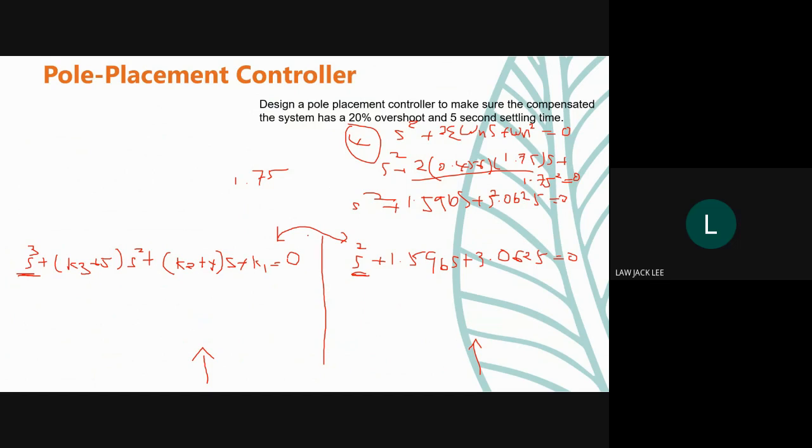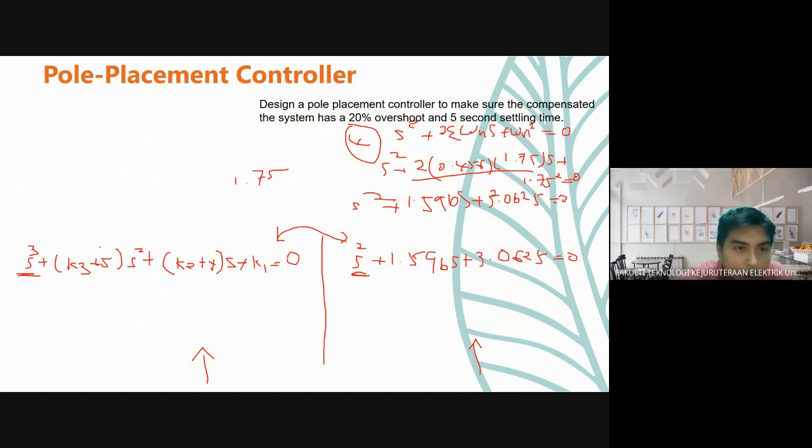Cannot. Yes, we cannot compare. We can only compare if both characteristic equations have the same order. This is third order, this is second order. So what we need to do is make the second order system become a third order system. How do we change from second to third? How do we need to do it?